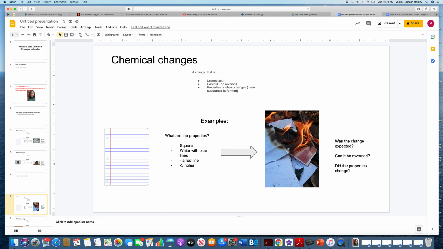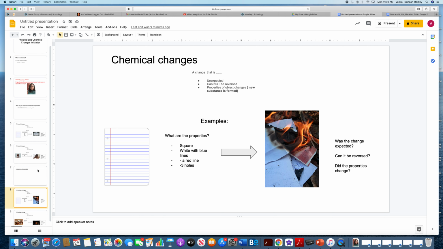It cannot go back to this paper form. No matter what I do, I cannot tape the ash together. I cannot glue it together. I cannot turn it back into this white sheet of line paper. This is an example of a chemical change. A new substance has formed. That new substance is ash.